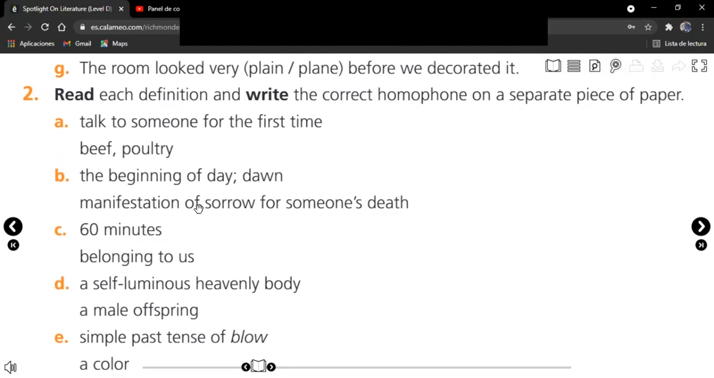The beginning of the day and manifestation of sorrow for someone's death. Morning and mourning. The beginning of the day is morning, like the way you spell it. And the manifestation of sorrow for someone's death is mourning, but that is M-O-U-R-N. And here is only M-O-R.